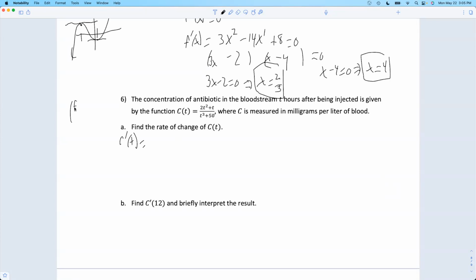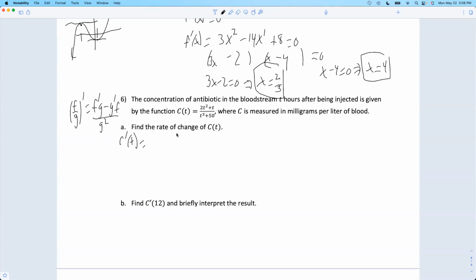So F over G, first over second, would be derivative of the top, leave the bottom alone, minus derivative of the bottom, leave the top alone, over the bottom squared. You've got to memorize that. So what do we get?